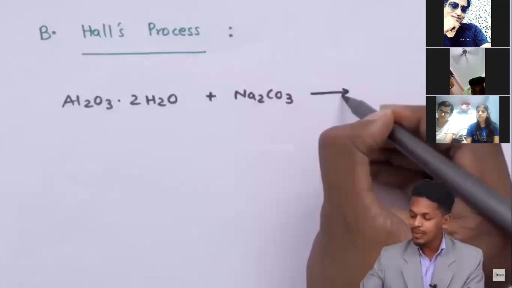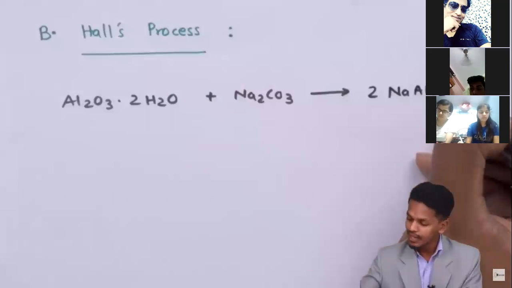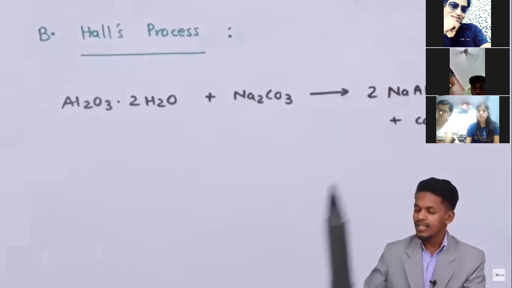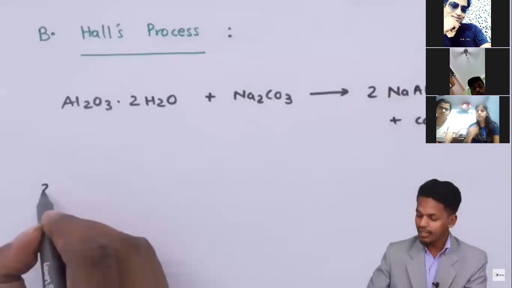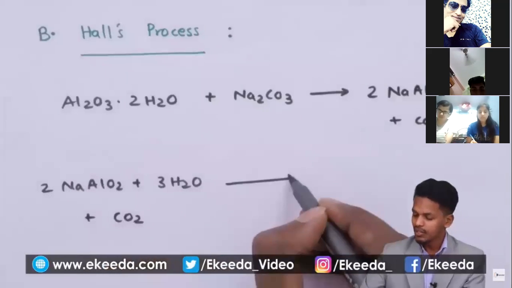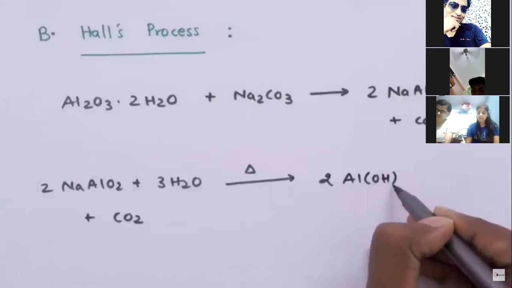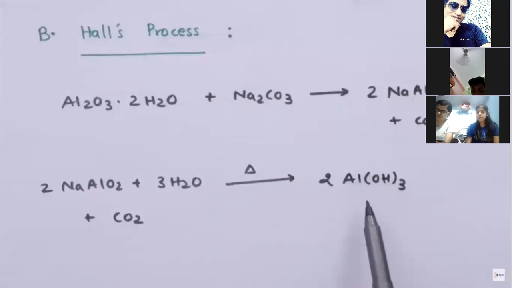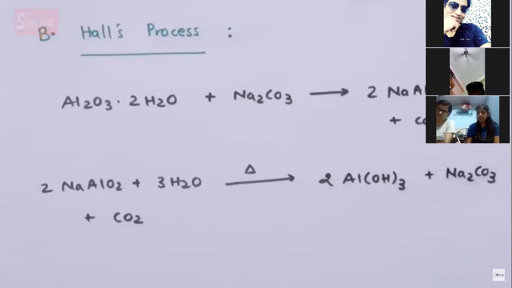The reaction occurs in such a manner that we obtain sodium meta-aluminate, 2 moles of NaAlO2, along with carbon dioxide and water. This is the soluble part, the sodium meta-aluminate. Now we treat the sodium meta-aluminate with 3 moles of H2O along with CO2. On further processing at a higher temperature, we again obtain 2 moles of Al(OH)3, aluminum hydroxide. This is the same product we obtained in step 2 of Baeyer's process, and the byproduct here is Na2CO3, whereas in the second step of Baeyer's process we obtained NaOH.